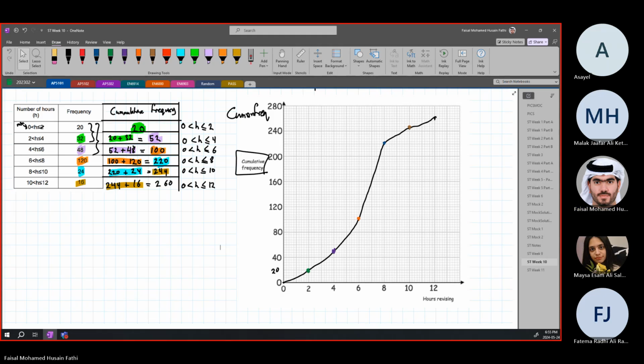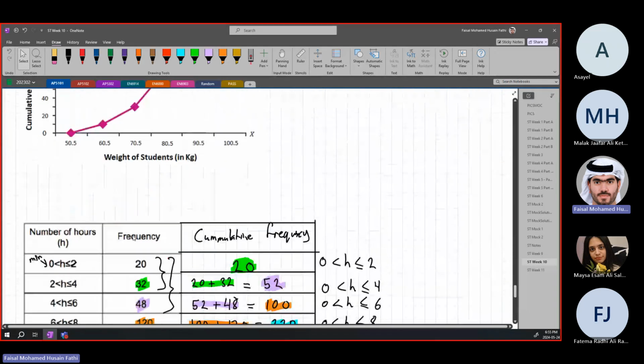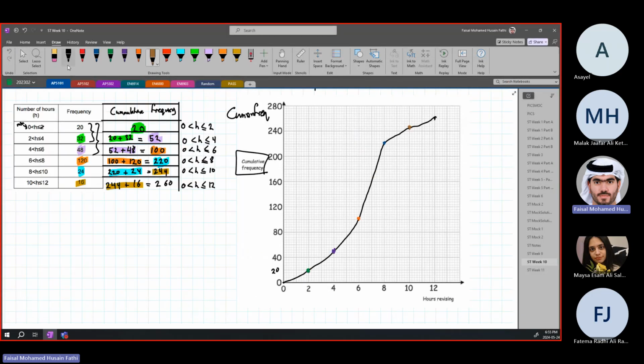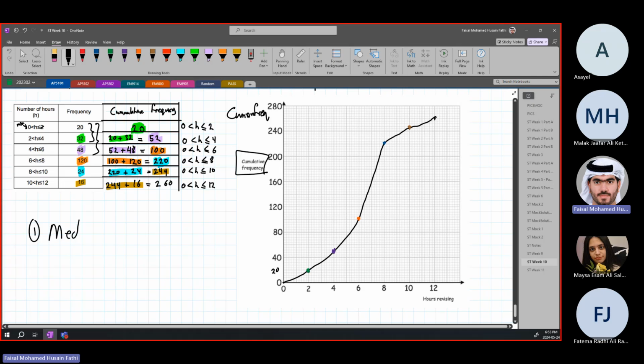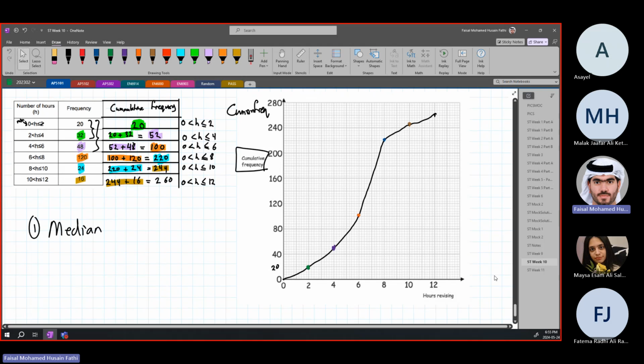Okay. Now, what if we have a question given about this graph? The questions that they might ask, I don't know if it was asked in this one, no. So I'm going to put down these questions. So the first question they're going to ask for is find the median from the graph. All right. Median, we're going to talk more and more about it, but I want to talk specifically when it comes to cumulative frequency graphs. The median is going to be basically the middle point of the data that we have, in this case, hours revising.